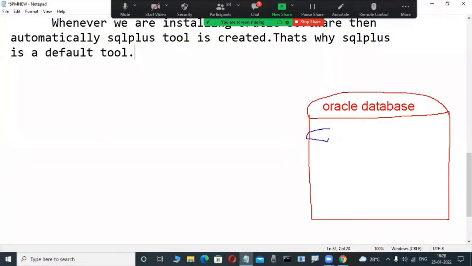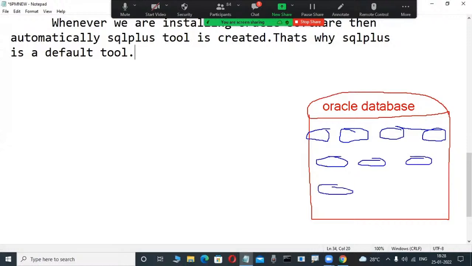So many database objects. Some tables are there. We are learning all those objects in our course. Suppose a collection of tables, procedures, functions, triggers, like this. So many database objects are there. This is the way they represent it. These are a collection of database objects.